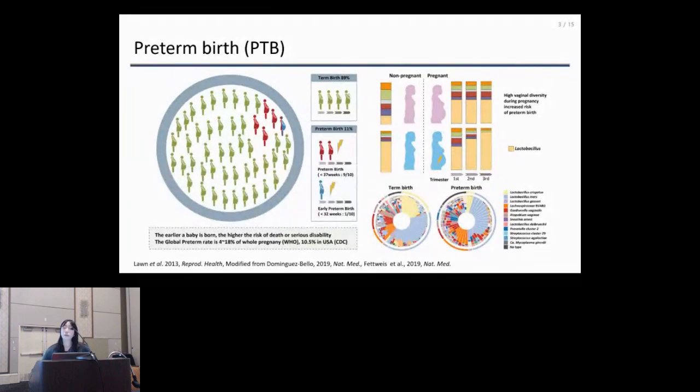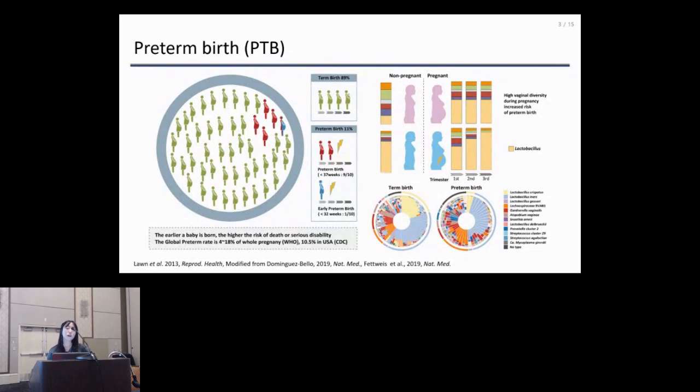Preterm birth is important because around 11% of pregnant women actually give preterm birth. It can also lead to various diseases, including breathing problems or blood problems, and even death. So there has been a lot of research on the factors of preterm birth.